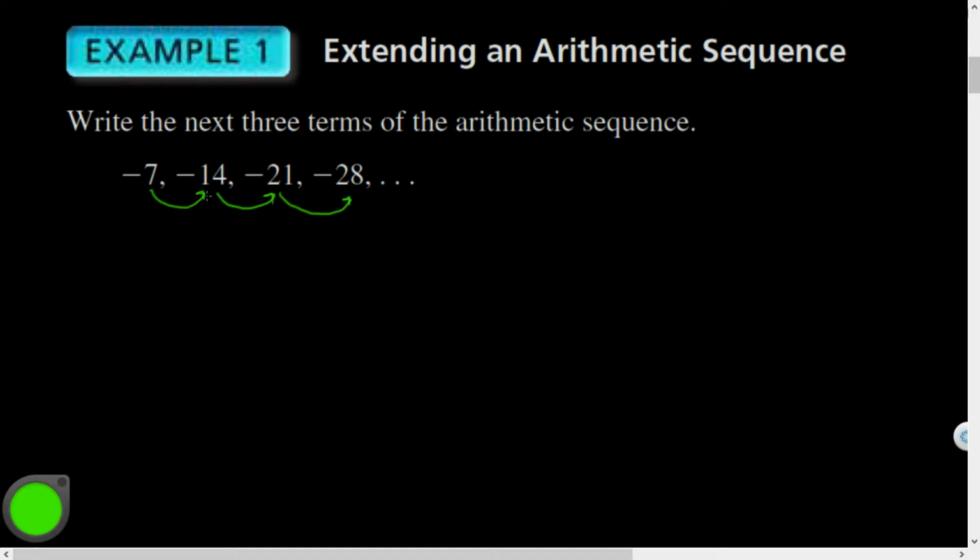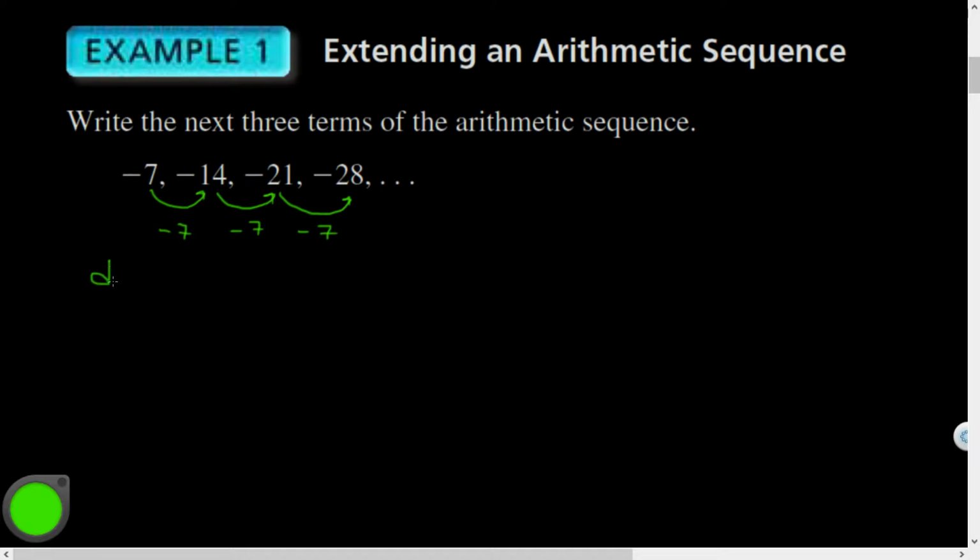To go from -7 to -14, it's getting smaller, and it's getting smaller by 7. So it's decreasing by 7. To go from -14 to -21, it's getting more negative. It's decreasing by 7. -21 to -28, it's decreasing by 7.